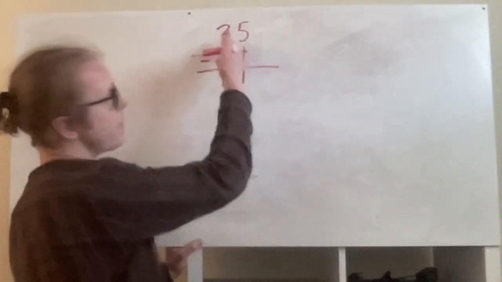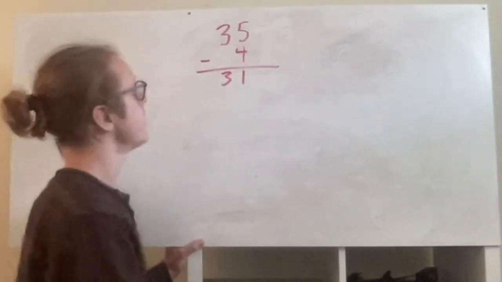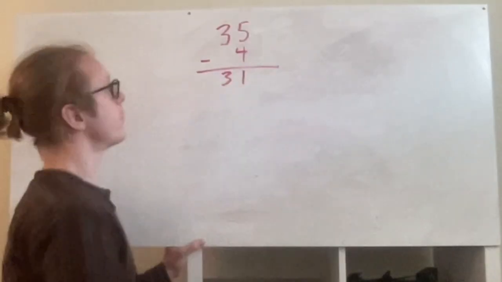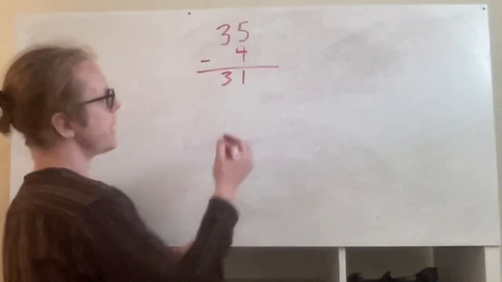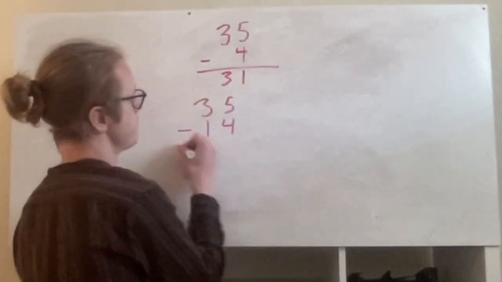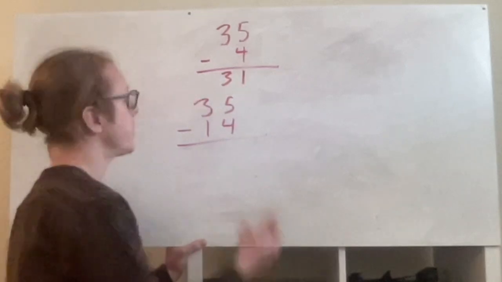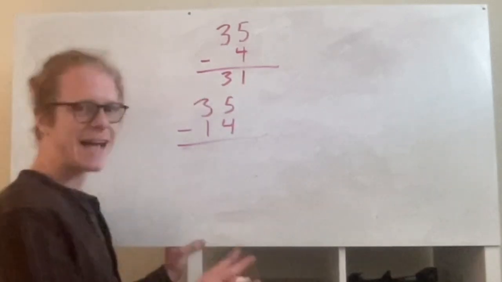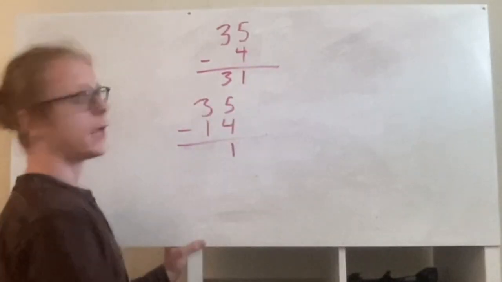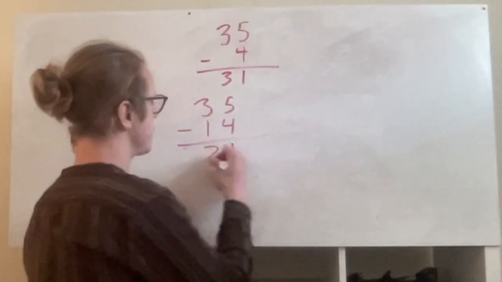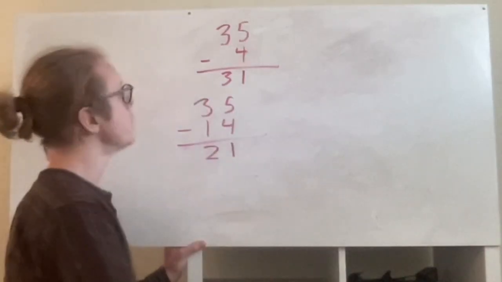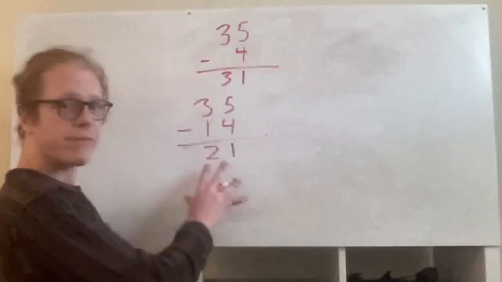Now, this is probably a problem that we would really just think about in our heads. But if we were to do the standard algorithm, write it out on paper, this is how we would do it. How would this problem change if instead it was 35 minus 14? It wouldn't change too much. Obviously the answer would be different, but the process is exactly the same. So 5 minus 4 is 1, and 3 minus 1 is 2. 35 minus 14 gives me 21. So up until now, it seems fairly straightforward.